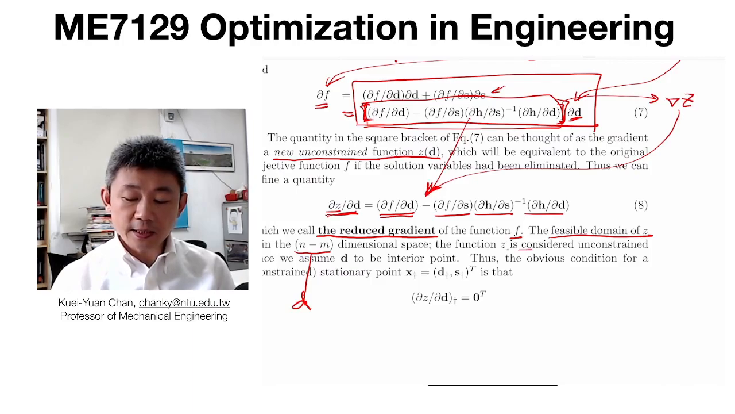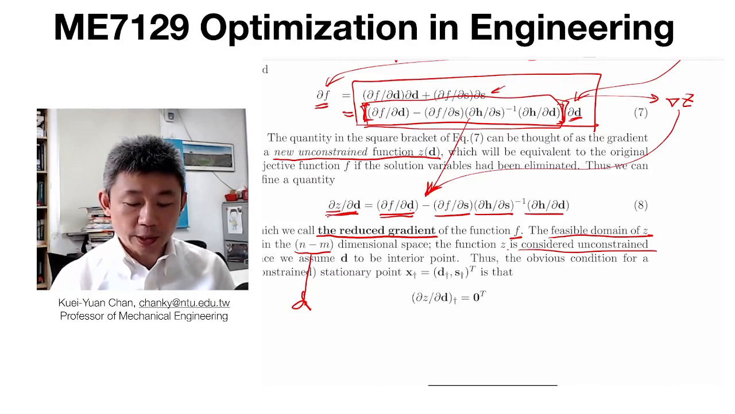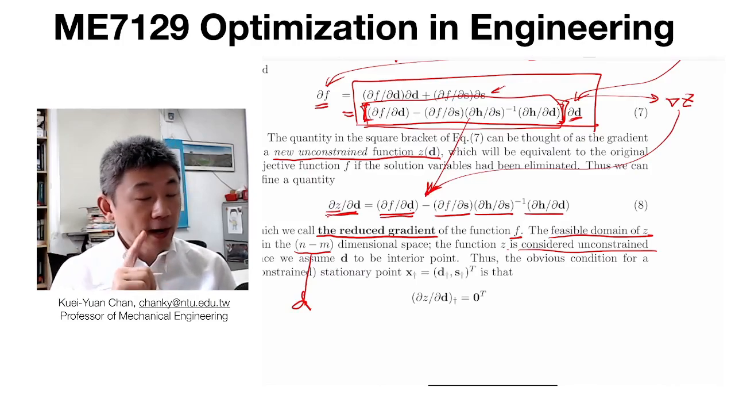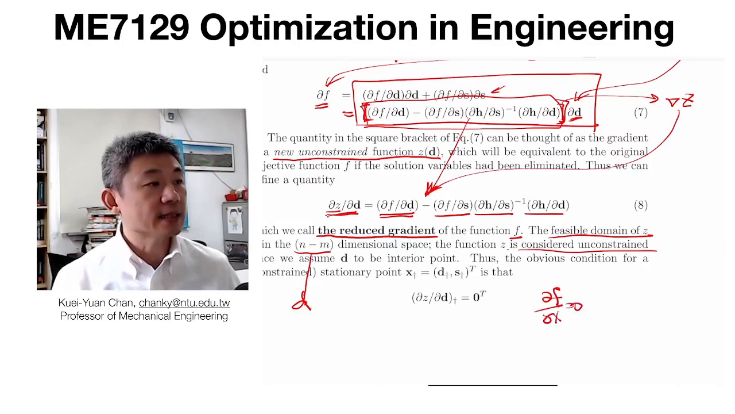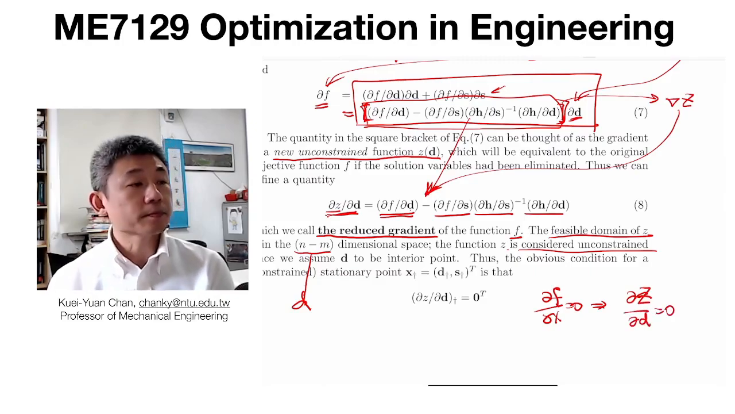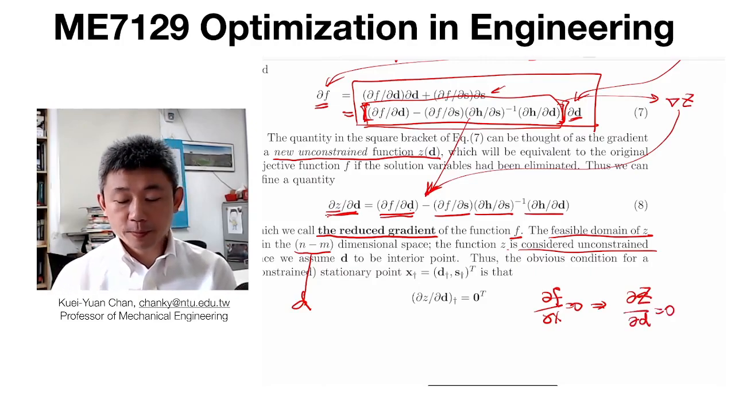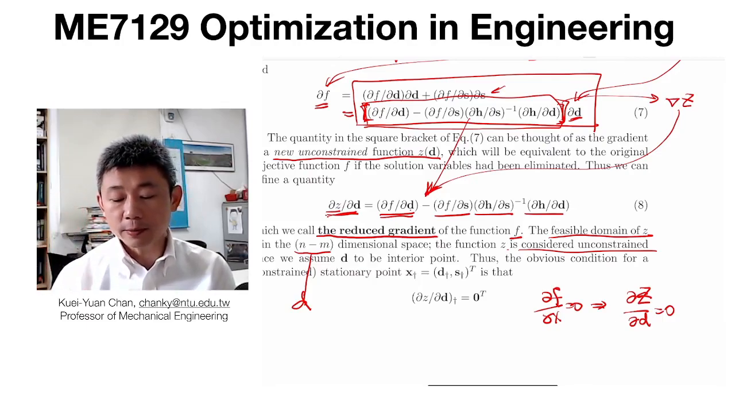So the function Z becomes unconstrained, because we formulate a new unconstrained problem where all the equality constraints are embedded within this reduced gradient. For any unconstrained problem, the necessary condition is partial f partial x equal to 0. That's the necessary condition. And by analogy, we have the gradient of Z with respect to D has to be 0. That's just an analogy to compare, because I always compare an unconstrained problem and an equality constraint problem.